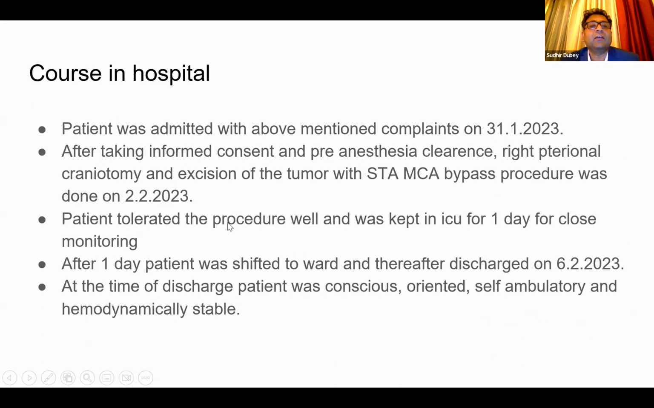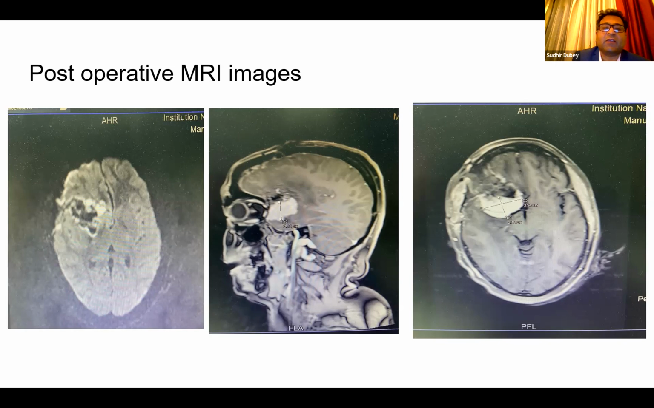So we admitted her, just in February itself, and we did a first STA-MCA bypass. Subsequently, we couldn't remove everything because we found that the MCA was branching inside and there were multiple perforators. So I had to stop somewhere at this place, and this much amount of tumor had to be left behind.